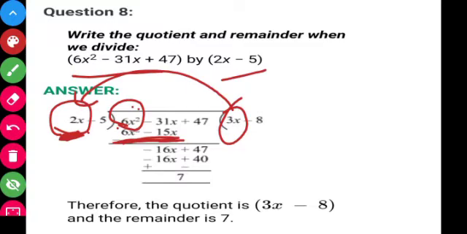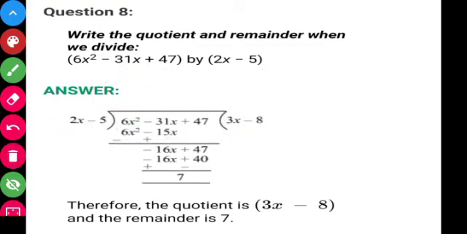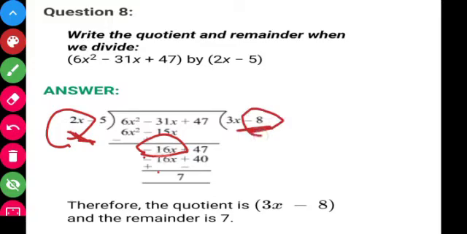6x square minus 15x when multiplied with this. So now subtract this 6x square minus 15x from this, then you'll get minus 16x and then plus 47. Now compare this minus 16x to this, how many times? It is 2x and this is 16, so 2 eights are 16, and here the minus sign, so in minus 8 times. Okay, 2 eights are 16, minus 16x, and minus 8 into minus 5 is plus 40.